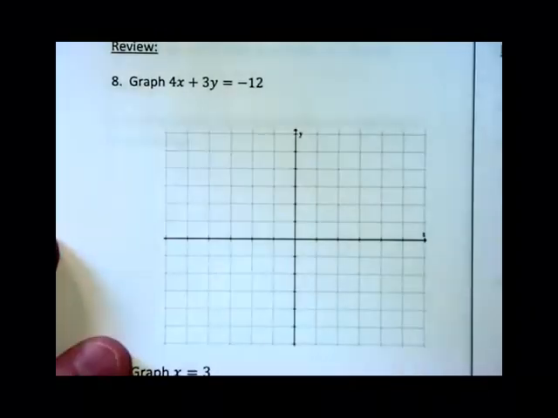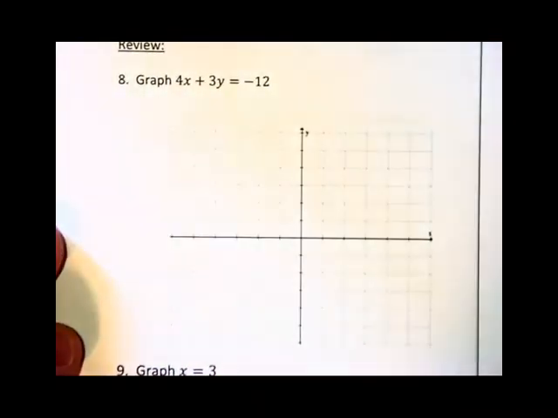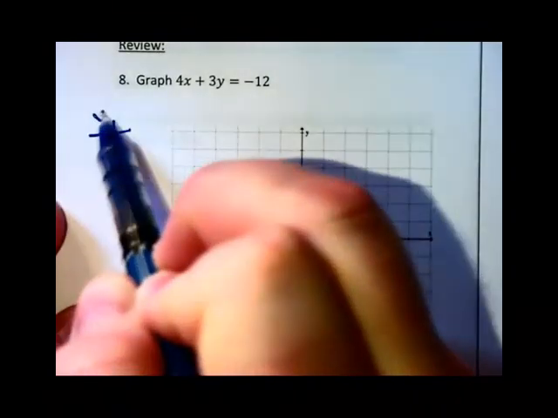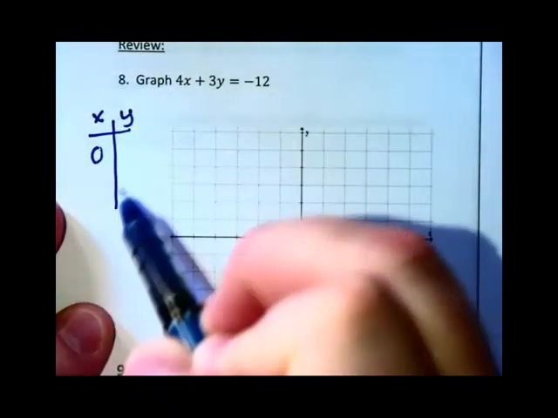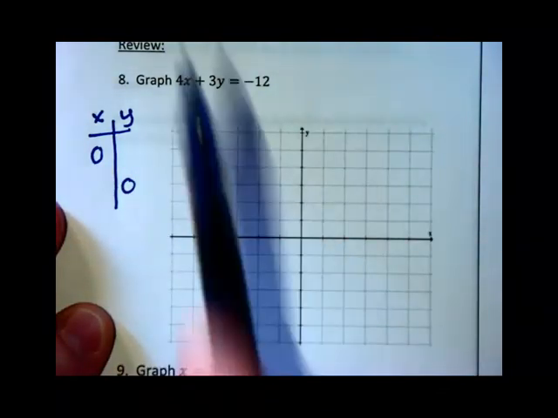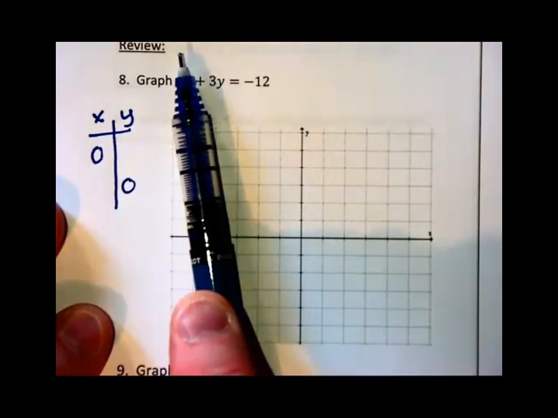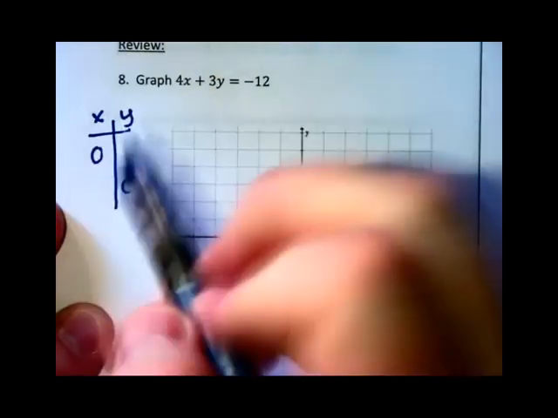Go. We look at this problem. We see that it is in standard form. As such, we want to do what we just did a moment ago, graph using intercepts. If we let x be 0, we can cover that over. We have 3y equals negative 12. Dividing each side by 3, we get negative 4.